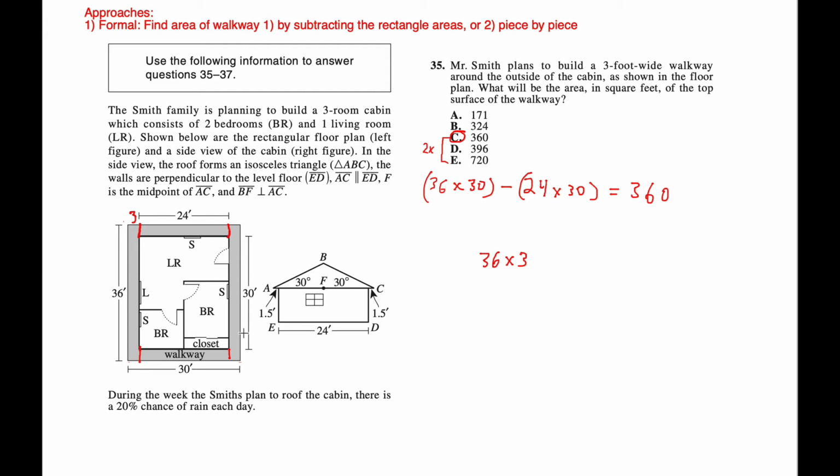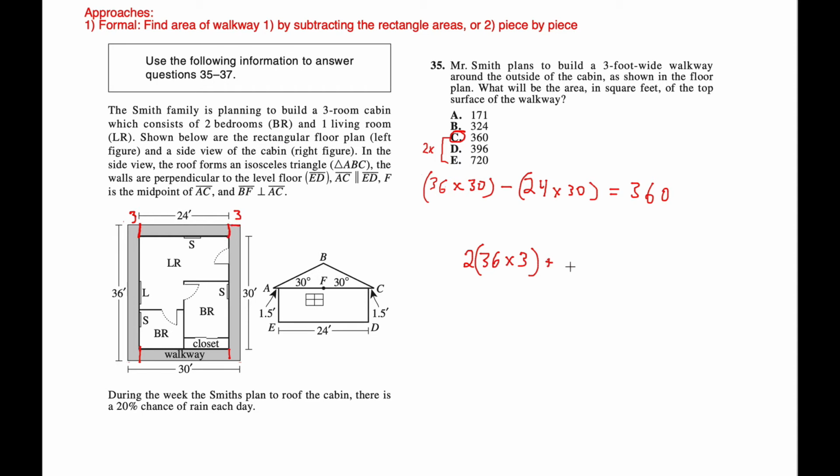This side is also 36, just like from here to here, and it also has a width of 3. So basically we have 2 of those. I'm just going to multiply that by 2. And then we have these smaller little pieces left over, each of which is 24 feet by, again, the width of 3 feet for the walkway.